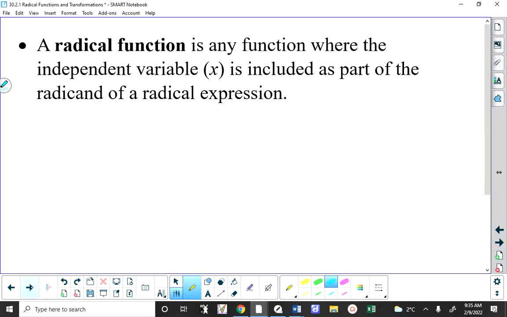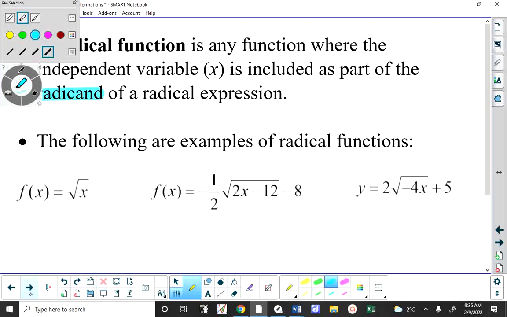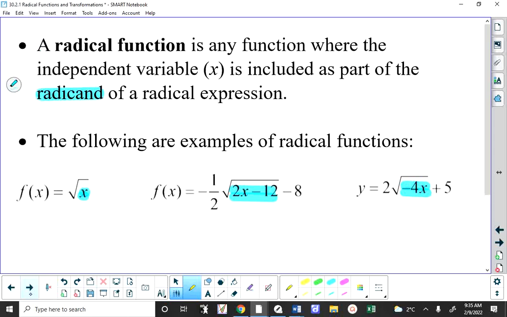A radical function is any function where the independent variable x is included as part of a radicand of a radical expression. What does that mean? Well, here are some examples of radical expressions. What is a radicand? A radicand is the thing underneath the square root. And I'm going to have to now take a moment. I want to explain this now to get it out of the way so I don't have to keep explaining it again and again and again.